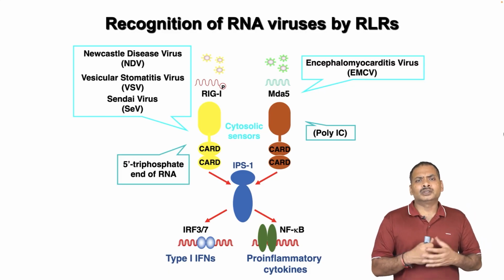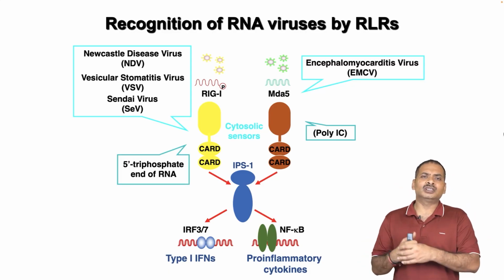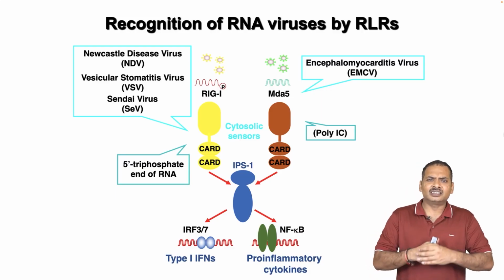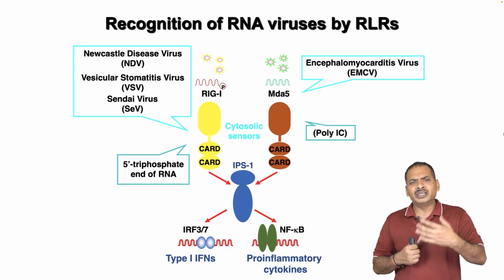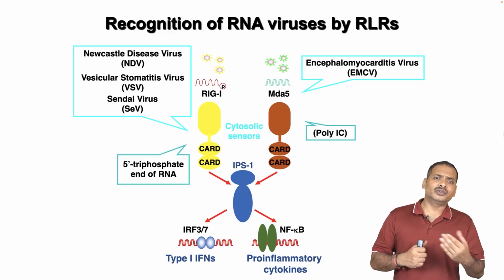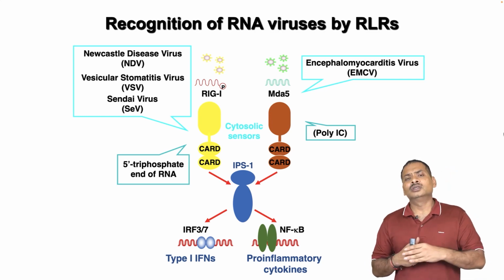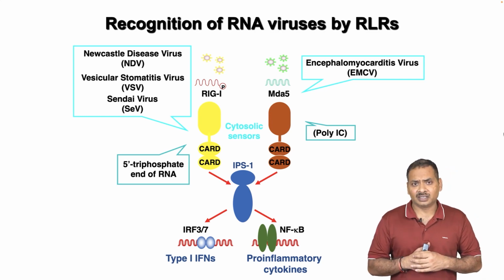So, there are a variety of poly-IC, low molecular weight and high molecular weight, and it is considered that MDA5 recognizes a high molecular weight poly-IC. A low molecular weight or short stretches of poly-IC is also recognized by RIG-I.